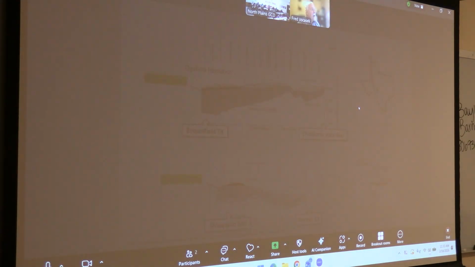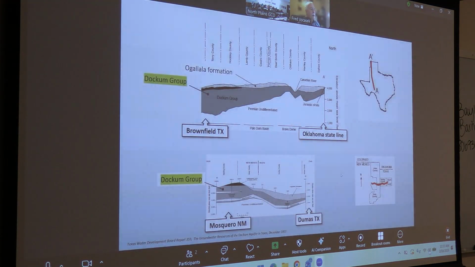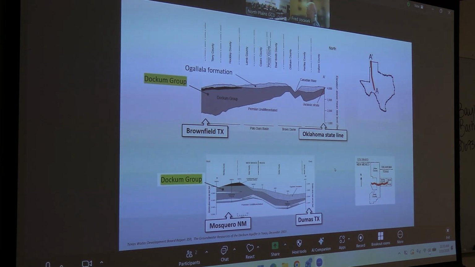And I mentioned the Dockum and Santa Rosa. This is, I took this out of a Texas Water Development Board report. And this is a diagram of the bedrock from Brownfield up to the Oklahoma state line, up this direction here. And there's this one from essentially Muleshoe, New Mexico to Dumas, and it runs across here. And so what we see here is the Ogallala Formation overlays the Dockum, and that Dockum can be pretty thick.